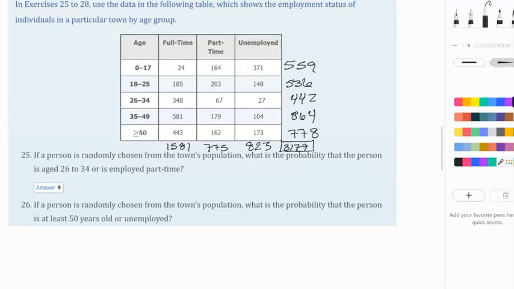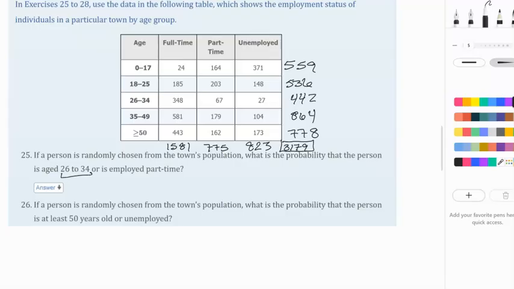So let's look at 25. If a person is randomly chosen from the town's population, what's the probability that a person is aged 26 to 34 or is employed part-time? Notice these are not mutually exclusive because we do have some in that age range that are employed part-time. So we're going to find the probability that they're aged 26 to 34.